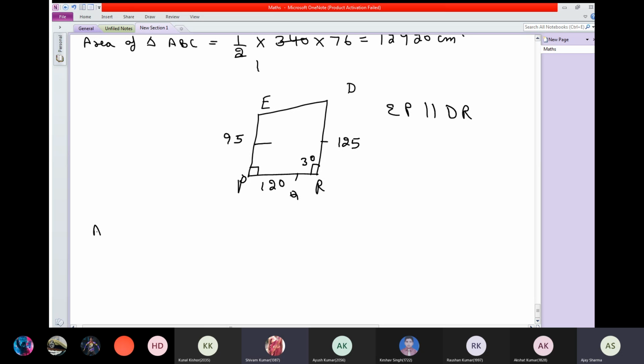Now the area of this trapezium. Sir, half into height into sum of parallel sides. Write the name also. Sir, how do we get the height? How do we get the height?